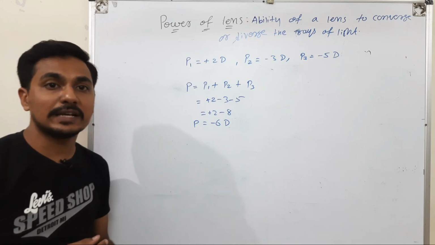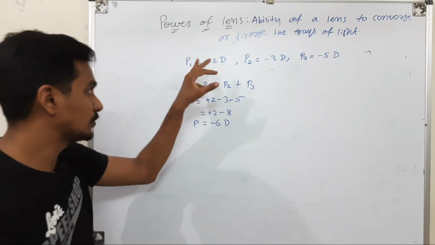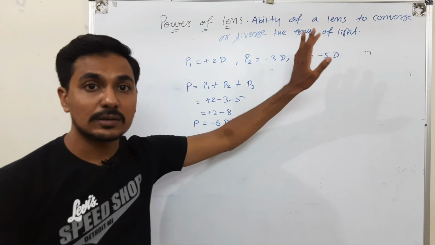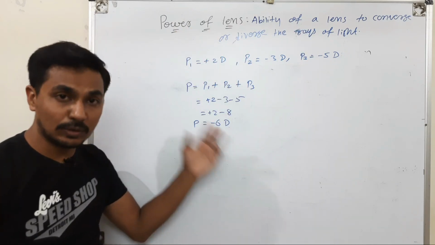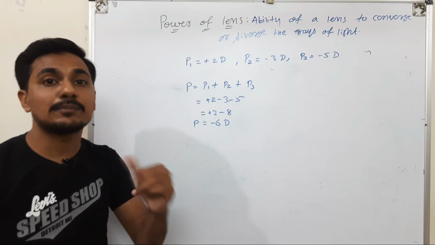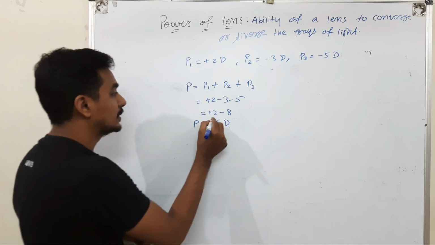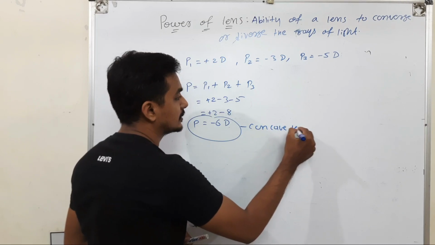Now suppose they ask what is the focal length of this combination, if you connect all these three lenses, then what is the combined focal length? Or it may also ask which type of lens you finally get. So here you are getting a minus sign. It means this combination refers to a concave lens.